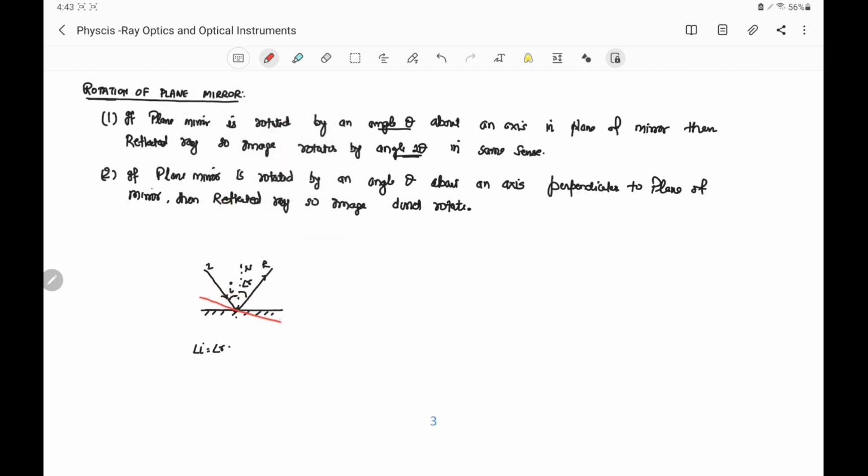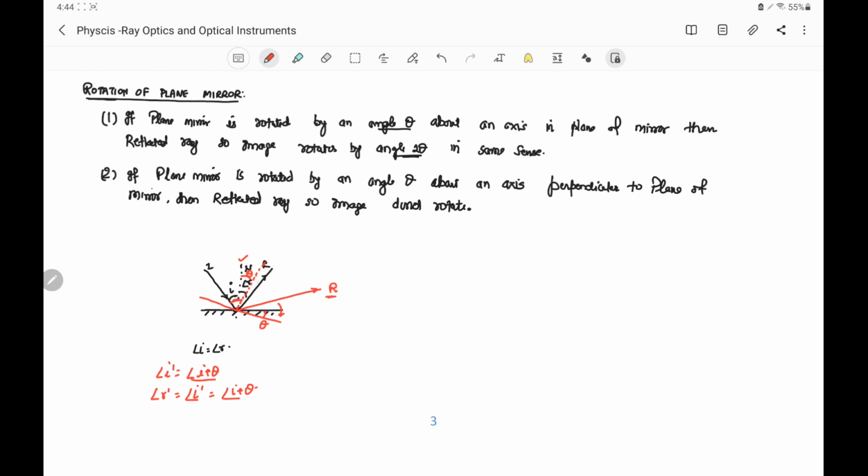Suppose this is the mirror's new position after rotating an angle of theta. So this normal gets also rotated by an angle of theta from its previous position. So angle of incidence in new case will be angle i plus theta. This is the angle i dash. So angle r dash will also be equal to angle i dash, that is angle i plus theta. Therefore, the new reflected ray is shown here.